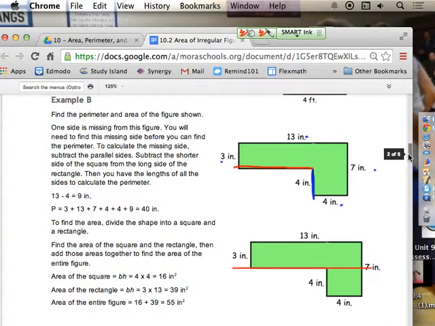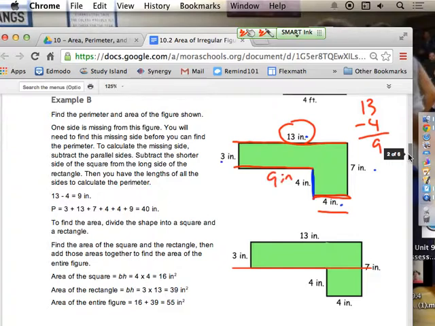Why? Because we know this whole side right here is 13, and we know this much of it is 4. Very similar to what we were doing in the last chapter, if I take the 13 and minus what we do know, which is 4, I would know what's left. So 13 minus 4 is 9. I know that this has to be 9 inches long.